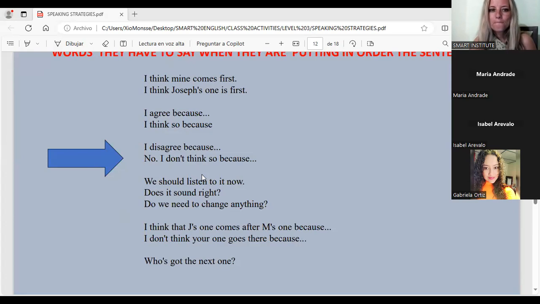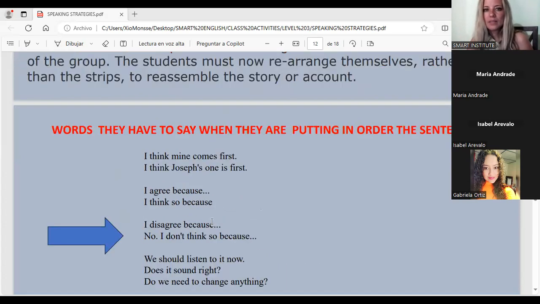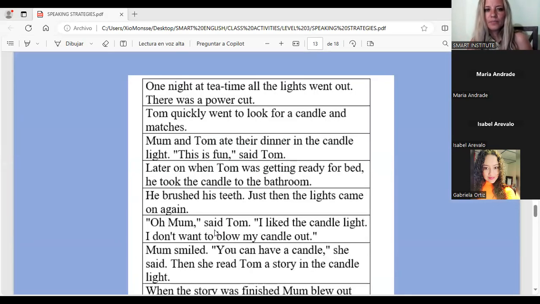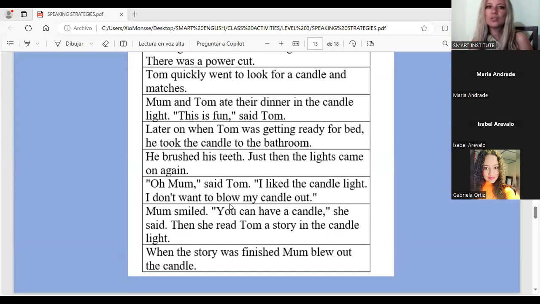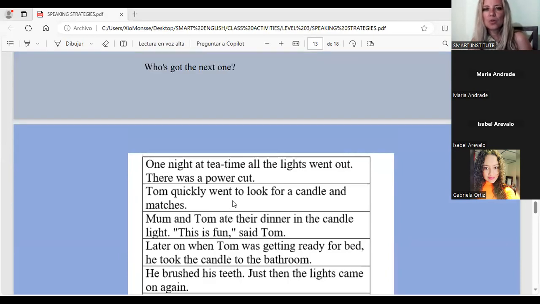Okay? Who's got the next one? Who's got the next one, right? Okay? Do you like this activity? You understand? They have to put it in order. This is a strip story.